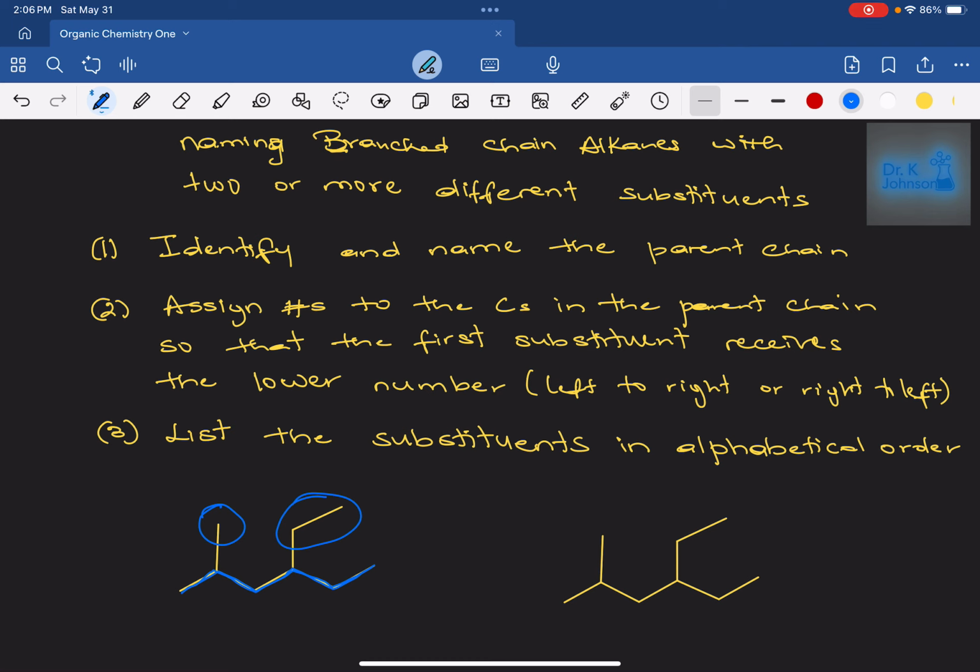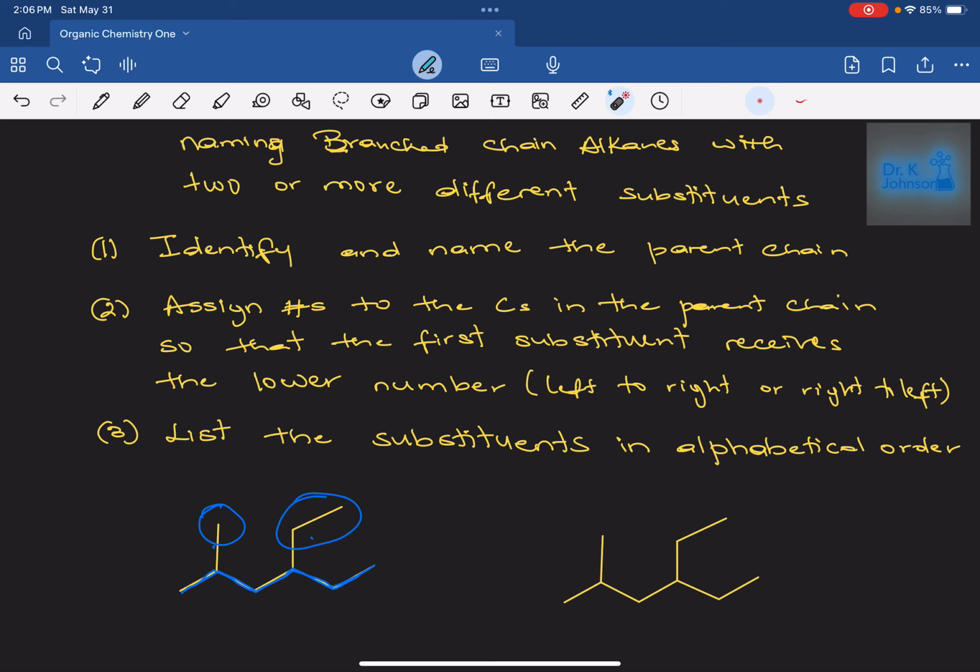The next thing you have to do now is assign numbers on the carbons of the long chain. We spoke about this before, right? On the carbons of the long chain, so that the substituent you encounter first gets the lower number of the two. You number this chain so that the substituent you encounter first, because we have two of them, gets the lower number. That's one way to look at it. Or you could also say you number the chain so that the first substituent receives the lower number. Whichever one works for you, run with it, okay?